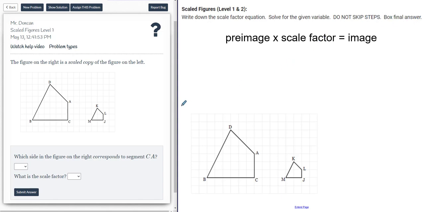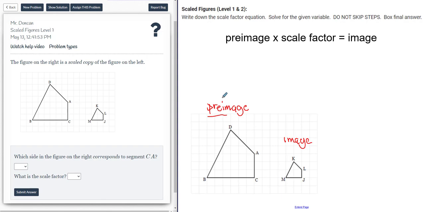So just to introduce a bit of vocab, it says the figure on the right is a scaled copy of the figure on the left, which means if the right is a copy, that means the one on the left came first. So the figure on the left, we are always going to call this one our pre-image. And then remember the prefix, that's this word right here. Pre means before. And then this one over here, the figure on the right, this is called my image. This is coming second. That's why we call this one a copy.